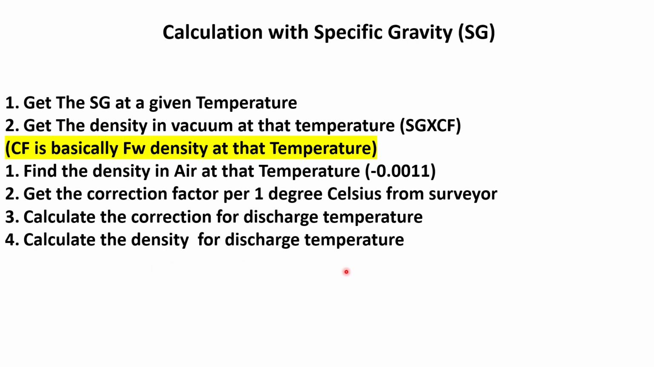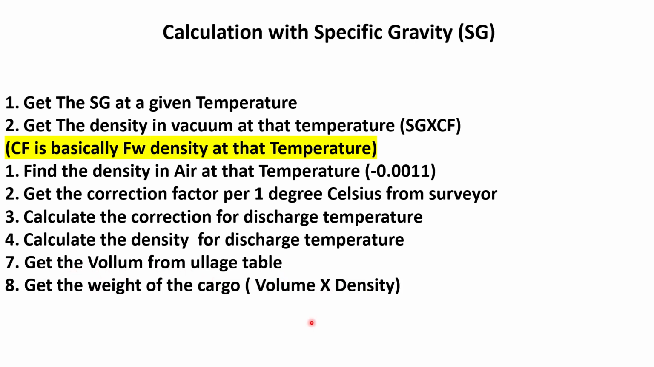And once you calculate the density at discharge temperature, you just multiply that density with your volume, which you have got from your LH table, and you get the weight of the cargo, right? So there is the pro forma. Here it is the same as the previous one, just only one step differs: you need to multiply the specific gravity with the correction factor, and that correction factor is basically the fresh water density at the temperature, right?